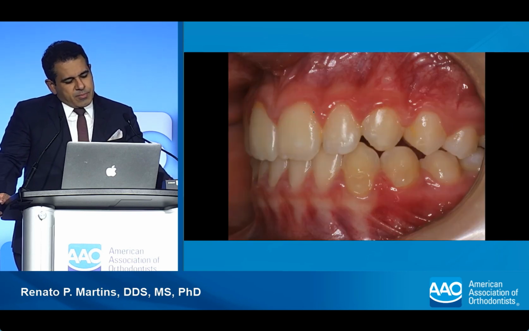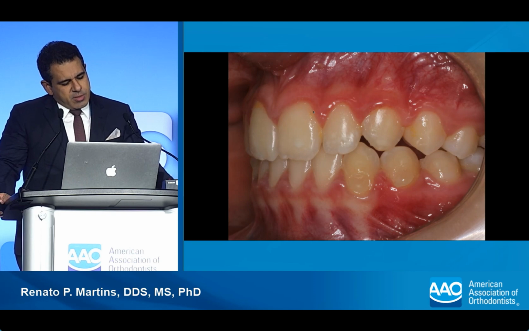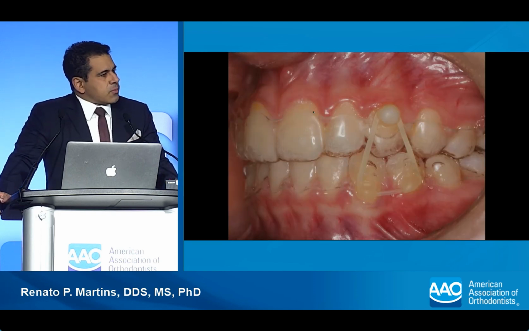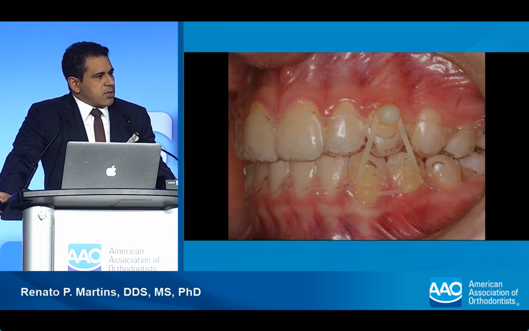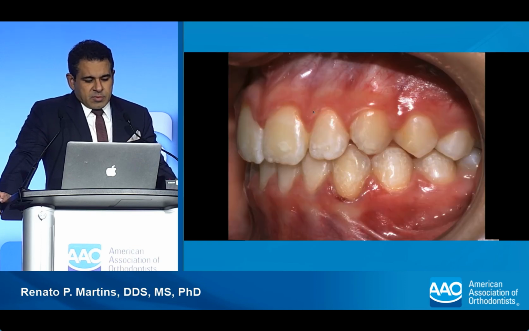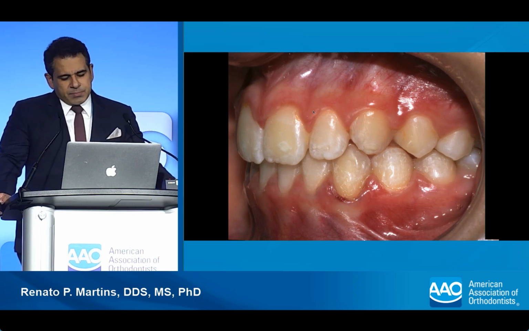And this is an example. This is a girl that I treated in my office, and I tried for a long time to bring the canine and extrude the canine down, bring it down, using intermaxillary elastics coming from the buccal aspect of the canine. And the furthest I got was here, but of course you can also see that we need a little movement to the buccal of the canine as well.